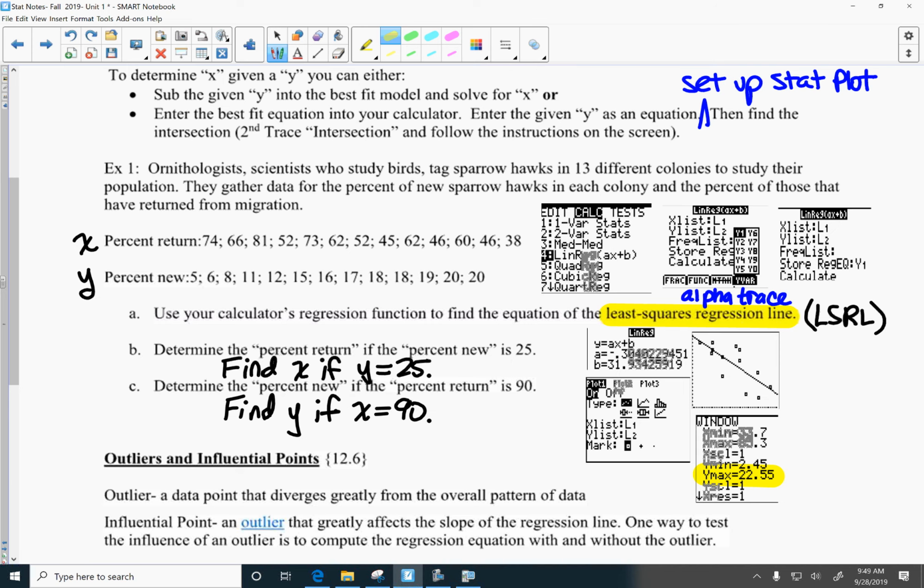That y max is giving us the highest y value on my graph. Right? X min gives me the lowest x, x max gives me the highest x, y min the lowest y, y max the highest y. My y has to go up to 25. The calculator is only making my y go up to 22 and a half, roughly. Well, I need it to be bigger. So I'm going to make it bigger.